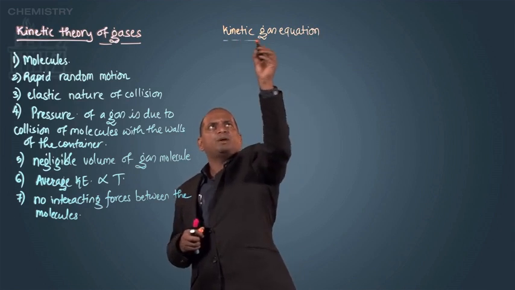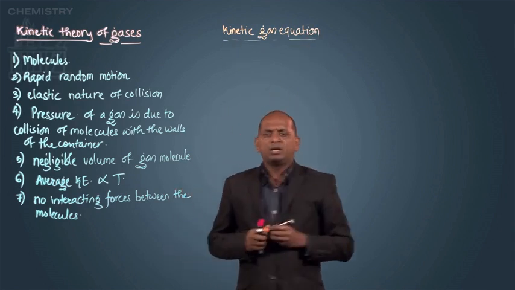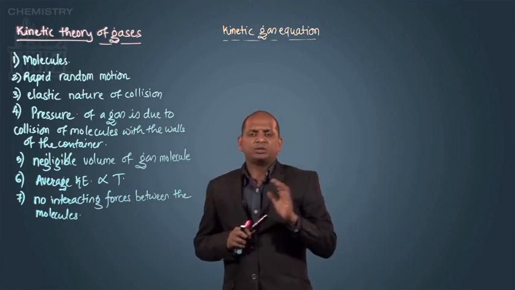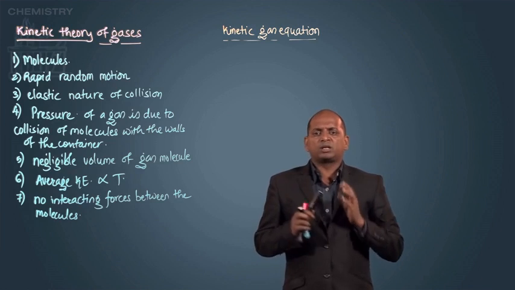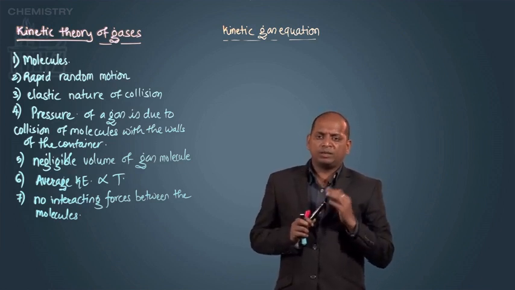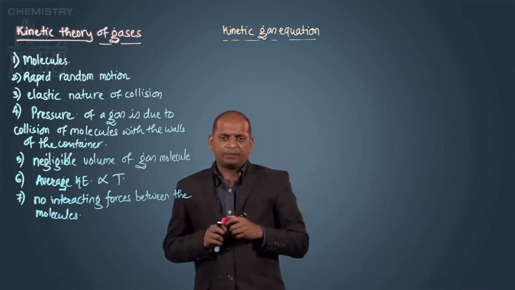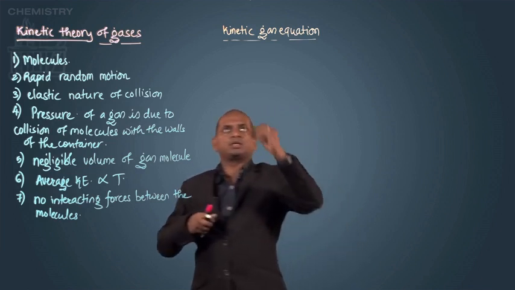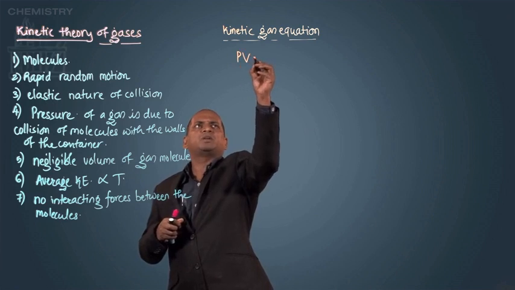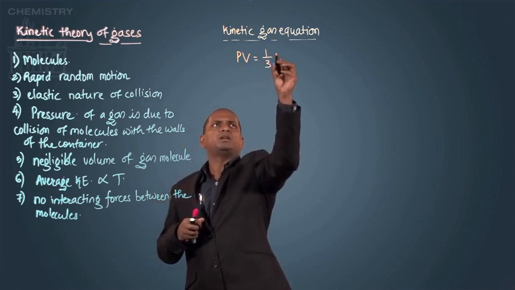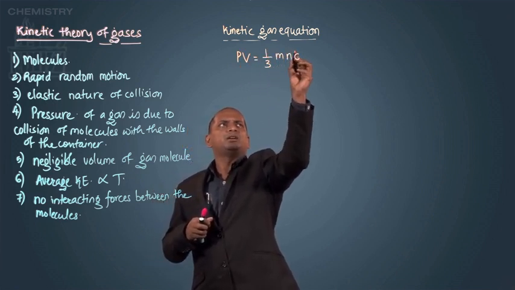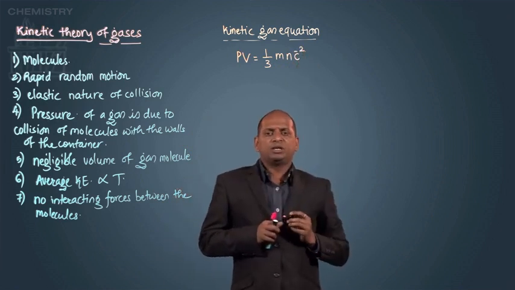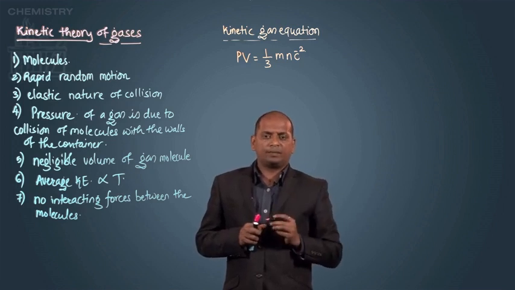The derivation part is actually studied in physics, in the chapter kinetic theory of gases. Here we are not going to discuss how that equation has arrived; you will be discussing that in 12th standard. But the equation is very important. The equation is PV is equal to 1 by 3 m n c bar square. It is not c raised to minus 2, it is c bar square.